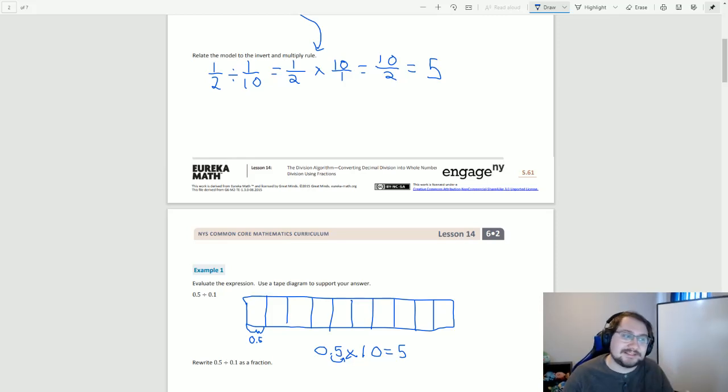And doesn't that make sense? Shouldn't we get the same answer? I mean, we're using the same numbers, except up there we were using fractions, and down here we're using decimals. So we should get the exact same answer. It makes sense.